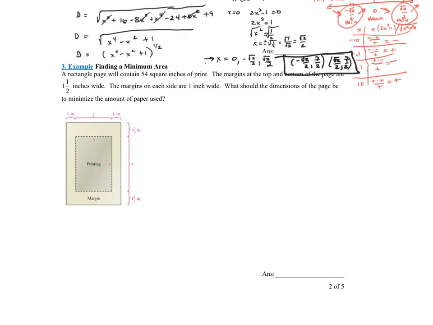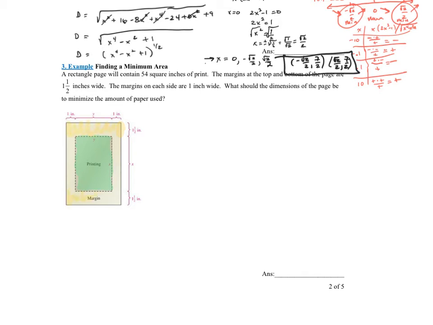All right, let's take a look at this next problem. It says a rectangle page will contain 54 square inches of print. That's the gray area there, the shaded area. Let me go in and shade this for you. Right here, this is the one that has to be 54 square inches. They've given the dimensions x and y according to the picture for us. Okay, it says the margins at the top and bottom of the page are 1.5 inches. So here's the margin on the top of the page, and here's the margin on the bottom of the page.